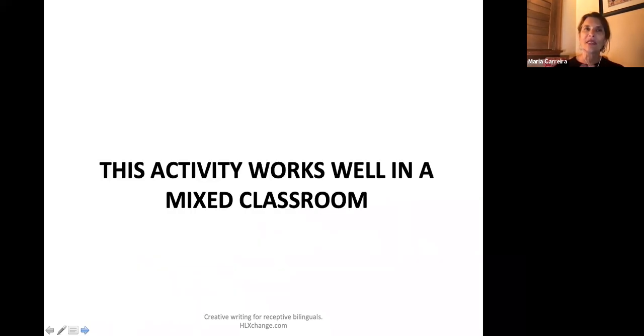This activity doesn't just work well in HL classes with receptive bilinguals. It works extremely well in a mixed classroom with second language learners. Imagine asking your students to write a poem that explains how their particular ancestors from their ethnic group came to the United States. It becomes an inclusive writing, a creative writing activity, which lends itself to a lot of comparisons.